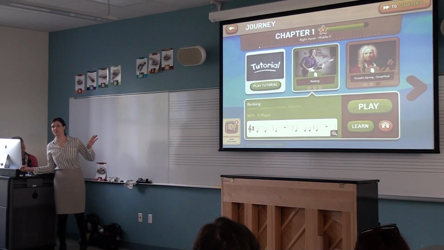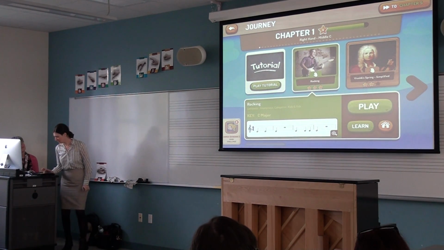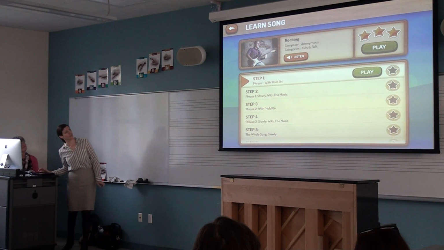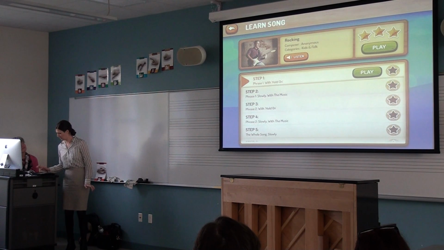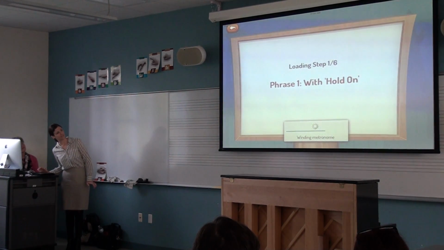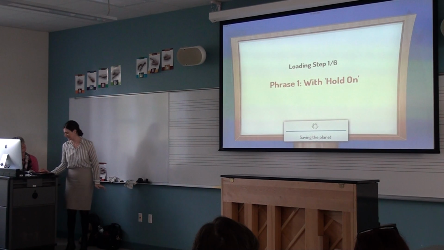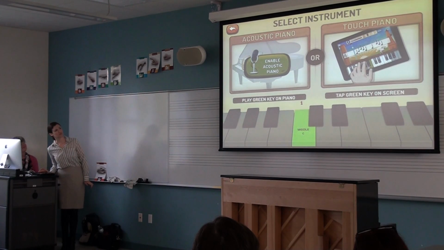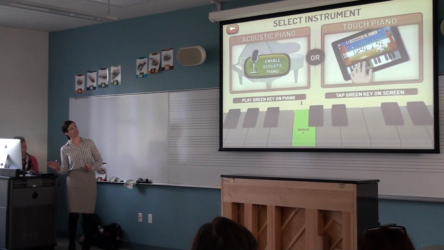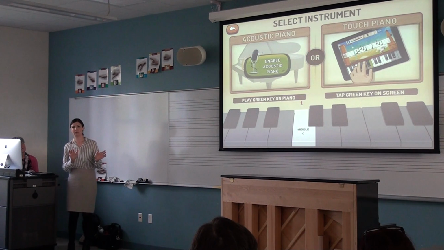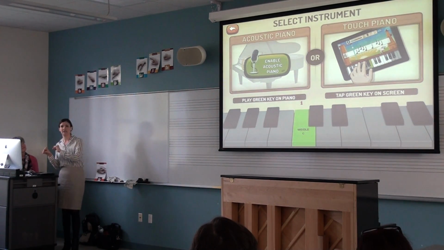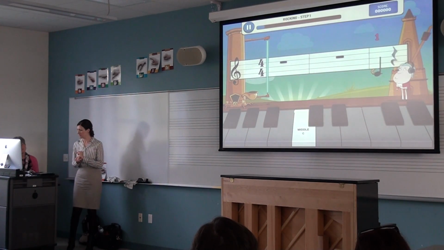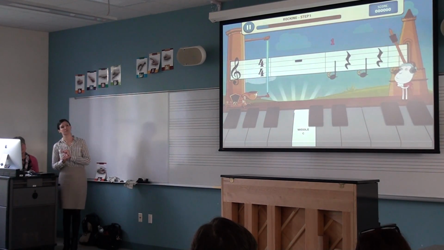So it gives you a little bit of a tutorial. Let's try learning first. So we can try each step individually. So step 1, phrase 1 with hold on. Just demonstrate that. We've got winding our metronome, saving the planet. So it'll show you each step. Now, as Debbie mentioned, you can enable your acoustic piano or keyboard, or you can just play on the iPad itself. So you have to tap the green key to start, and it'll sort of teach me what I'm supposed to do.